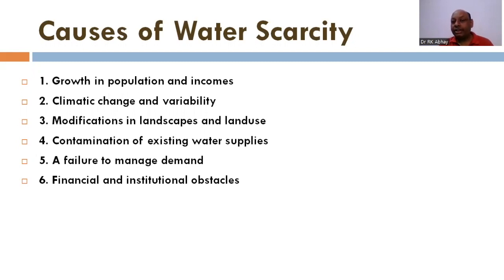So there are financial and institutional obstacles. Not only the people, but the government has also been on the failure side, that it has not been able to manage it. There are lots of institutions looking after water management, but there are financial constraints. They say that we do not have money to cover up the leakages. A huge amount of water gets wasted because of these leakages in the old and outdated pipelines.